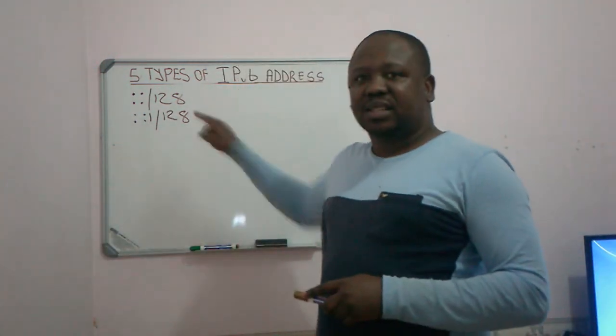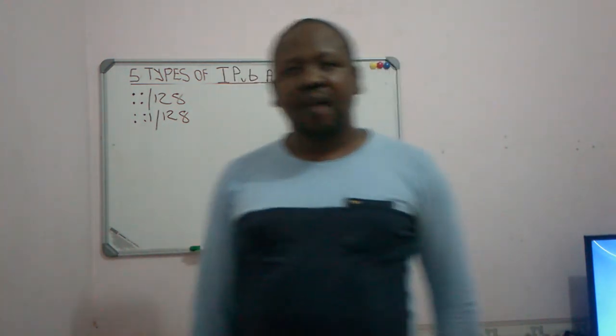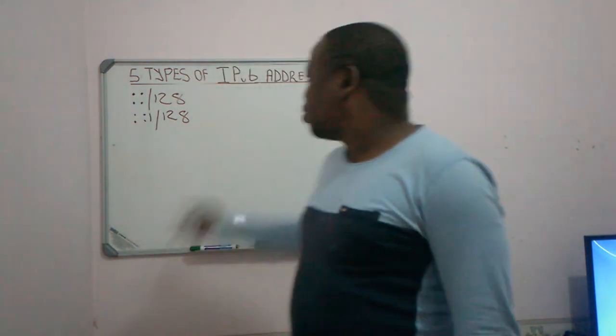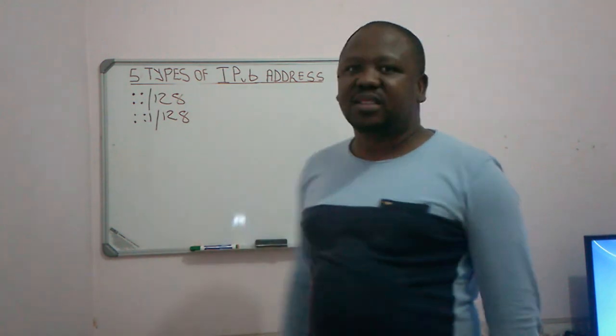Our loopback address is used for testing. For example, we can use it to ping ourselves, meaning to check if our device is still working and our network interface card is still working, and not just for pinging. It's also used for other testing, maybe application testing. So these 2 we don't really see in our configuration. Now we want to talk about the other 3 that we do see in our configuration.